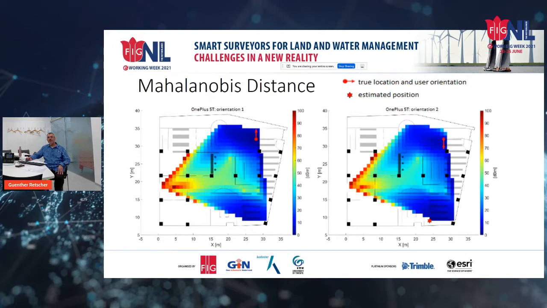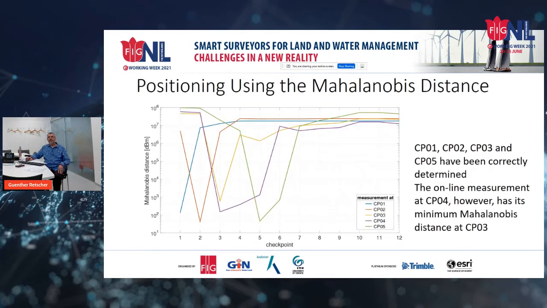On the right, you see a solution where the estimated position is quite far away from the true location. It's nearly 23 meters, and the Mahalanobis distance on the true location is about 10 dBm, and on the estimated position only around 3 dBm. So that means even if the Mahalanobis distance is small, there can be a large variation. So we have to take this into account.